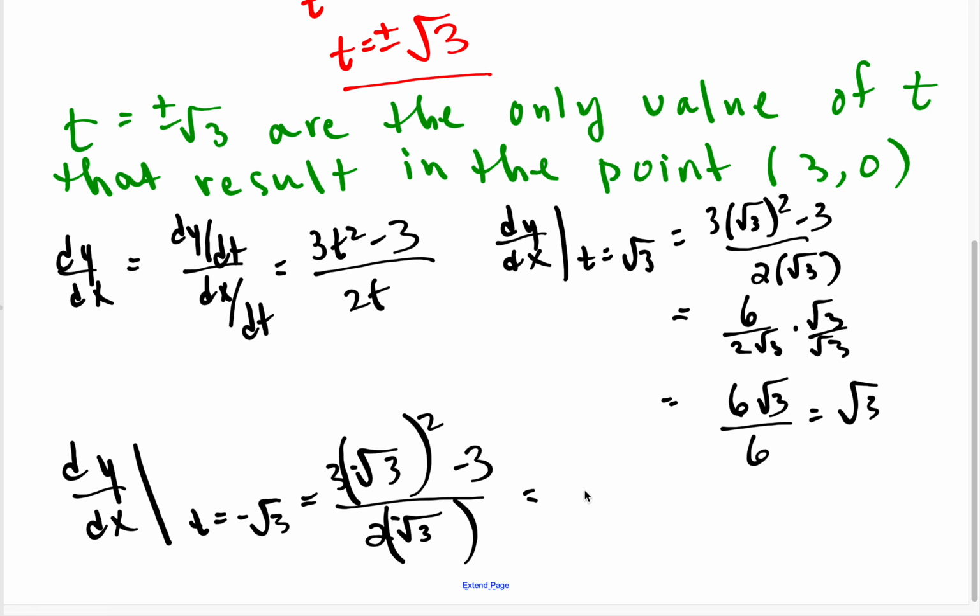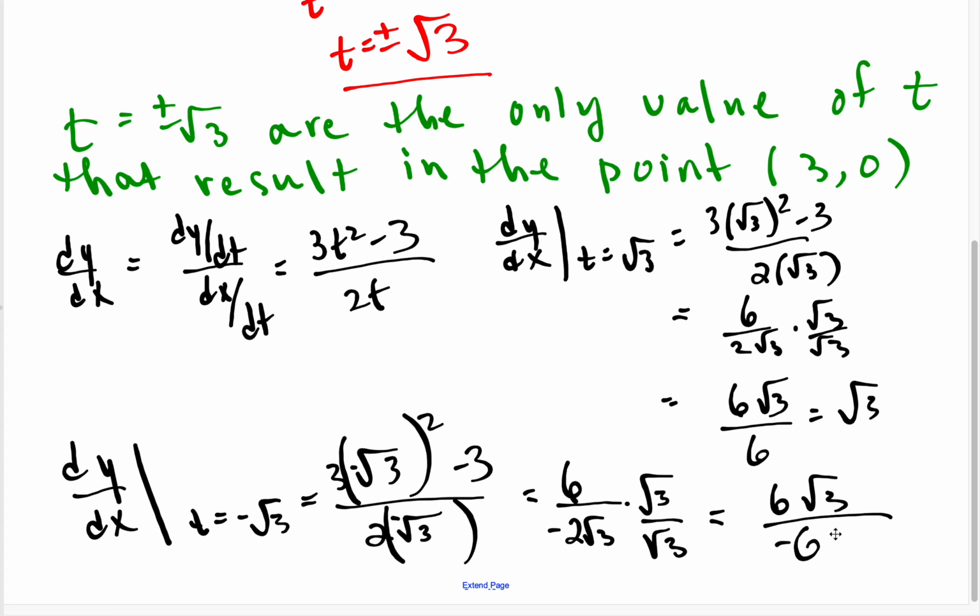All right, so on top, we still get 9 minus 3, we still get this. Over now a negative 2 root 3, times both sides by root 3. And we get 6 root 3 over negative 6. So we get a negative root 3.